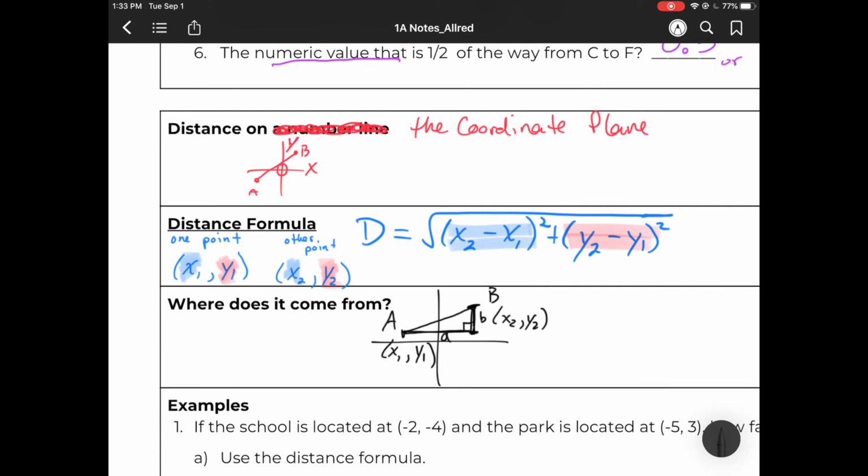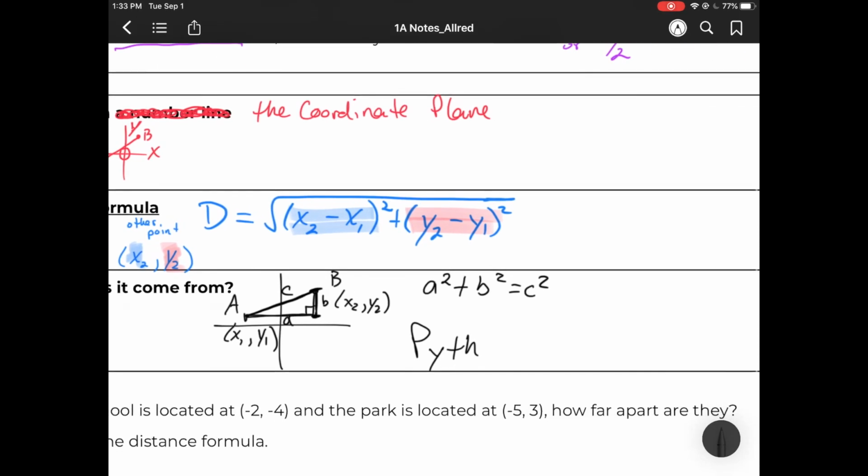Well, then this is a right triangle. The hypotenuse is always called C. And from a right triangle with sides A, B, and C, you might remember this: A squared plus B squared equals C squared. This is called the Pythagorean theorem.